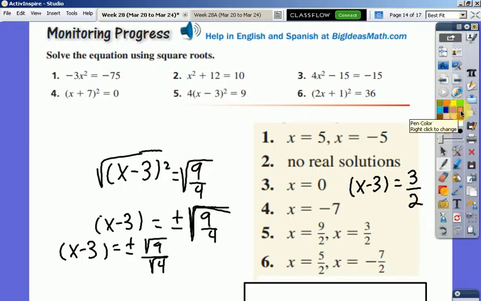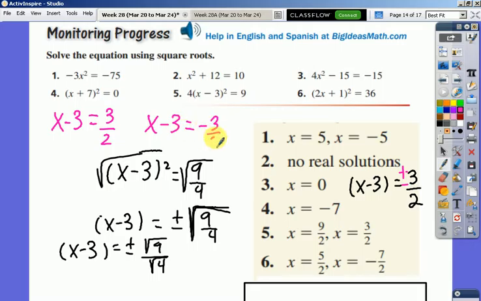Well, I add 3 to both sides. Let's just do one of them. Oh, I have a plus or minus. Well, two things. I have two equations. x minus 3 equals positive 3 halves. x minus 3 equals negative 3 halves. Okay, are you with me so far?